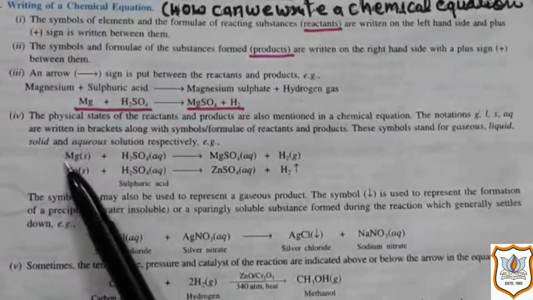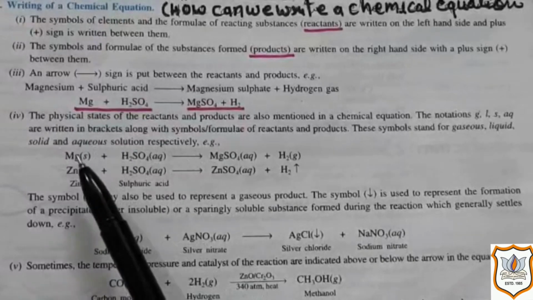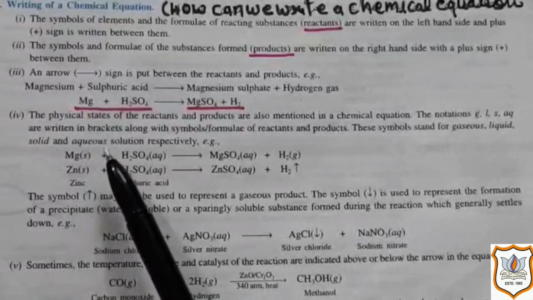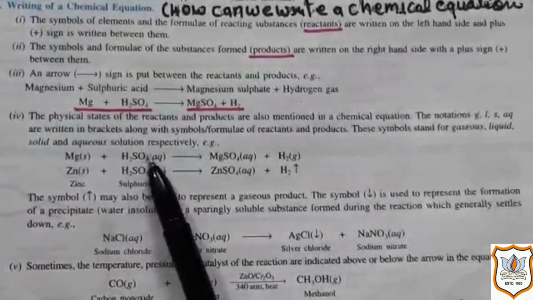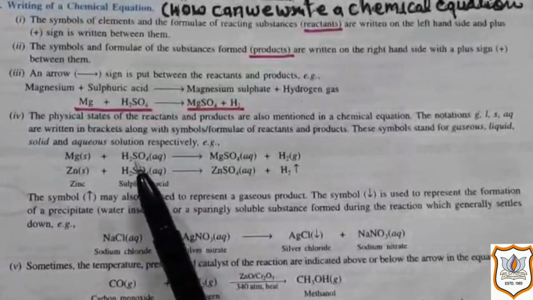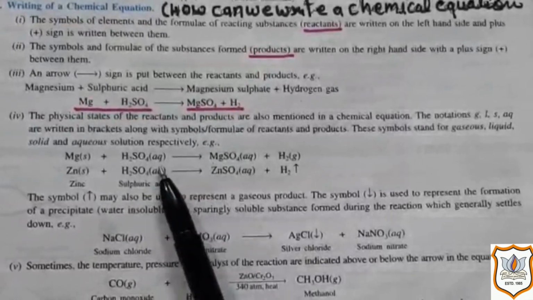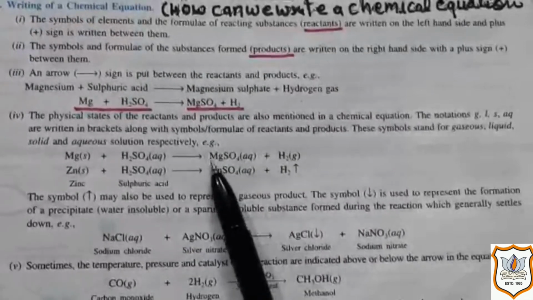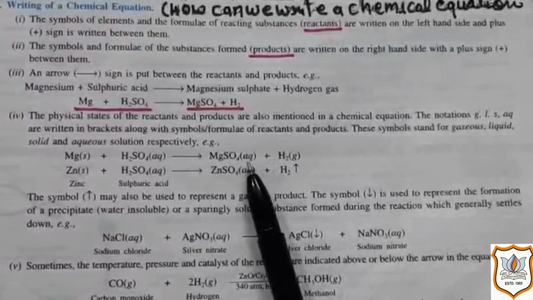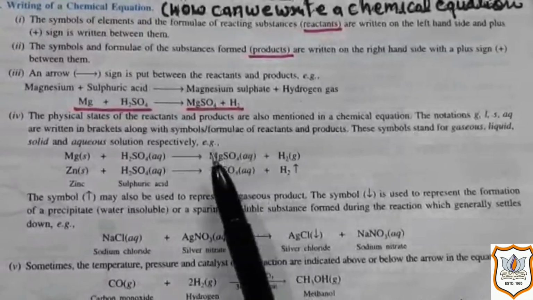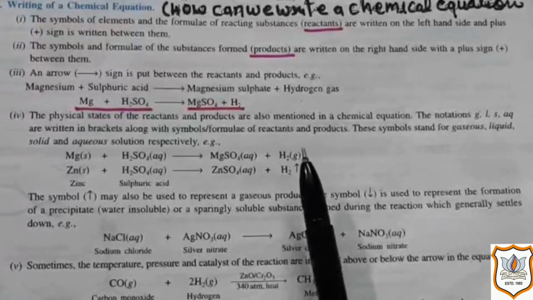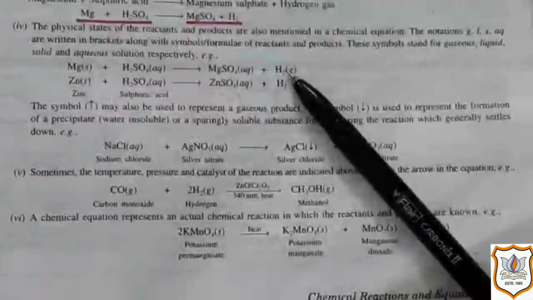Now we can see in this example Mg is a solid, so we put the s notation along with the Mg symbol in brackets, and H2SO4 is an aqueous solution, so we put the aq notation along with H2SO4 in brackets, and here we can see that MgSO4 is also an aqueous solution, so we put the aq notation in brackets along with MgSO4, and H2 is a gas, so we put the g notation along with the H2.